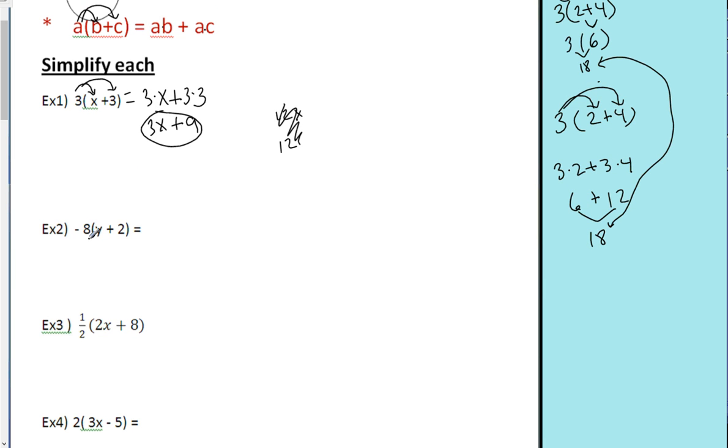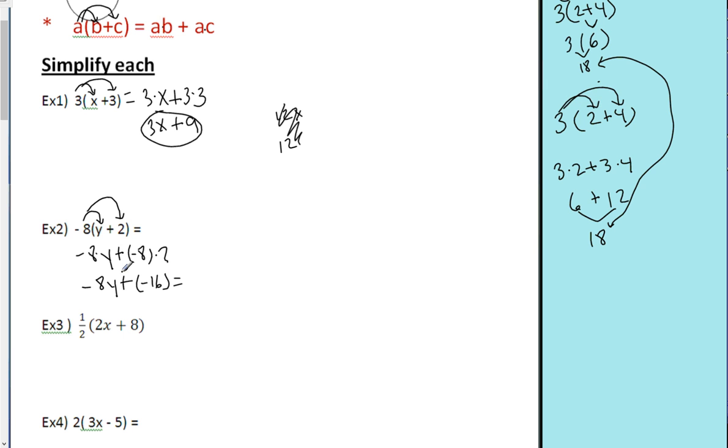Okay, we're going to distribute again. Negative 8 times this, negative 8 times that. So we're going to have negative 8 times y plus negative 8 times 2. Okay? Negative 8 times y is negative 8y plus negative 8 times 2 is negative 16. Remember, that makes the lights off. That doesn't do anything, so they stay off. So I end up with this.